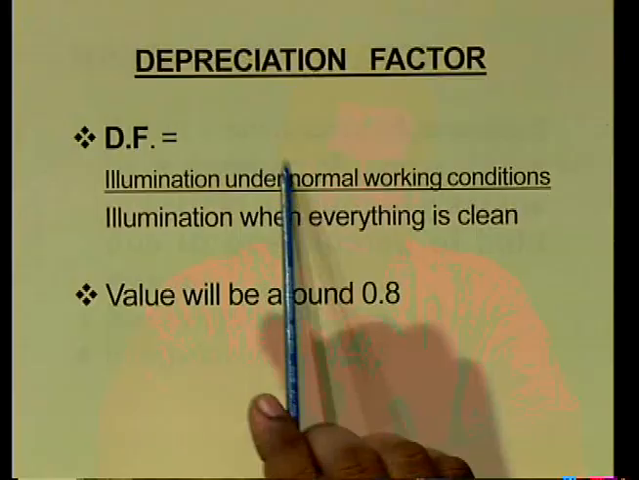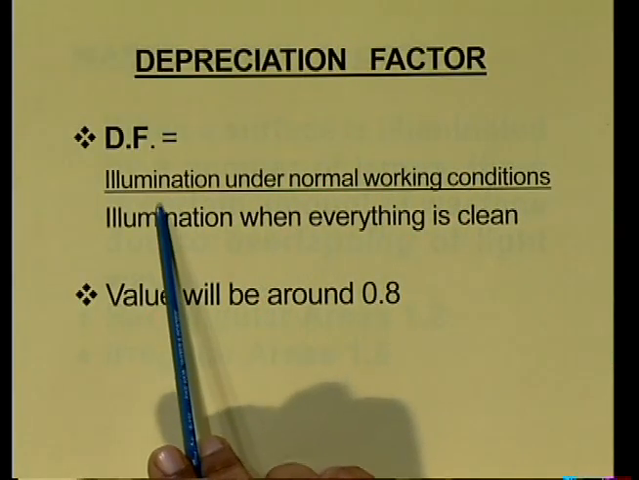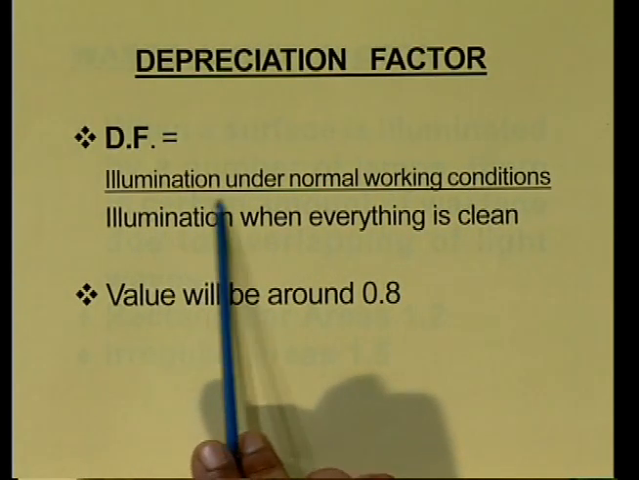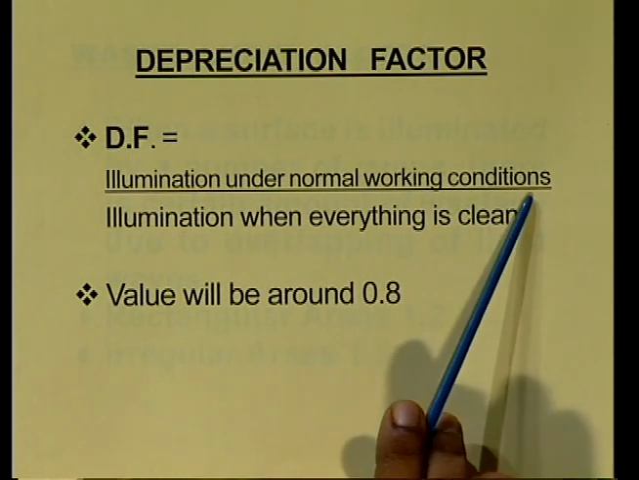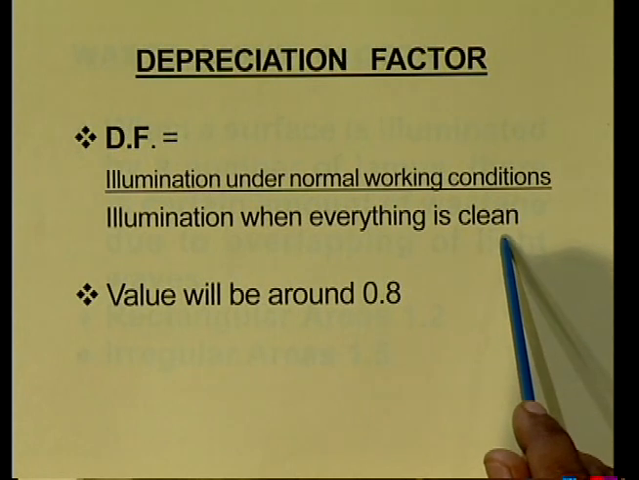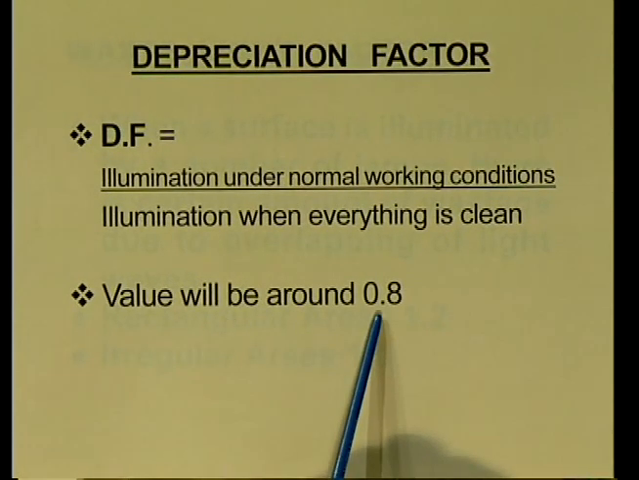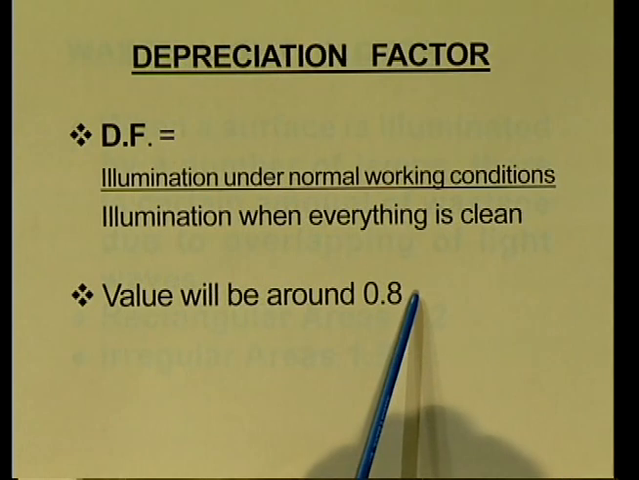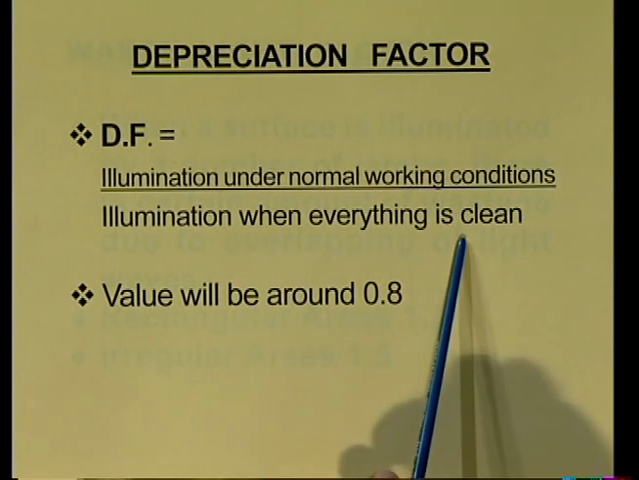But if we keep the outer cover or glass cover clean and neat, definitely the illumination level can be increased. Therefore, the depreciation factor can be defined as the ratio of illumination under normal working condition to illumination when everything is clean. The value will be around 0.8. This can be brought to 1 if everything is clean.